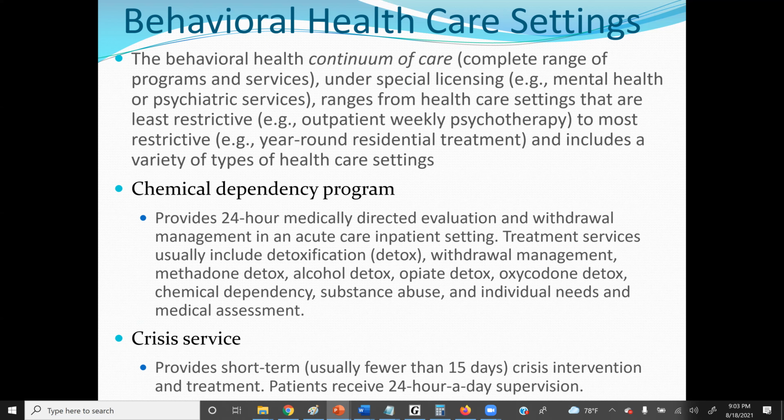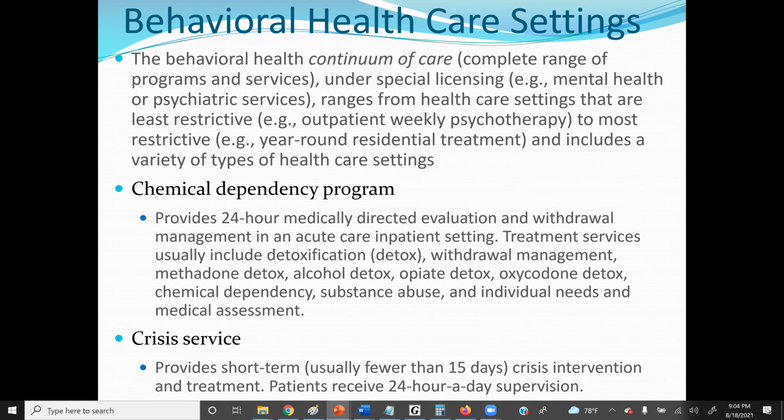Treatment services usually include detox or detoxification, withdrawal management, alcohol detox or heroin, cocaine, etc. Also, we have the crisis services. Crisis services normally will provide short-term, usually fewer than 15 days, crisis intervention treatment. And a patient may receive 24-hour-a-day supervision. The crisis can be any crisis that can cause a trauma to a patient or a person that may lead to unstableness of the patient.